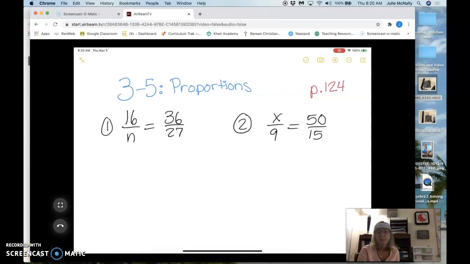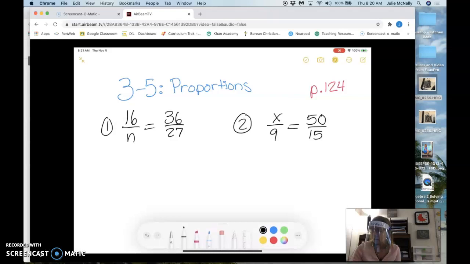Okay, so today we're talking about proportions, chapter 3-5 and page 124 in your book. This is something that we've done in the past year, so you're just going to have to get refreshed on it. But I think it's going to be easy to remember. So let's do a couple of examples.